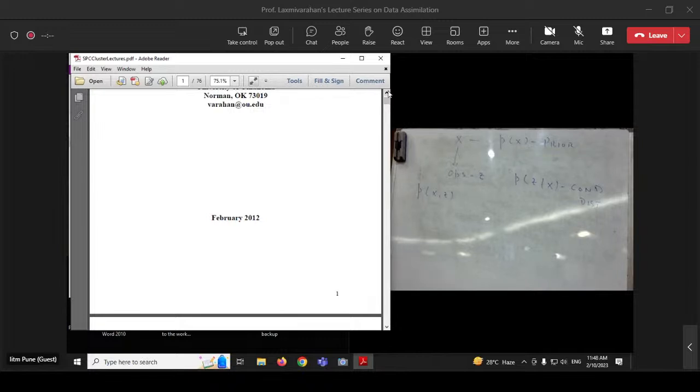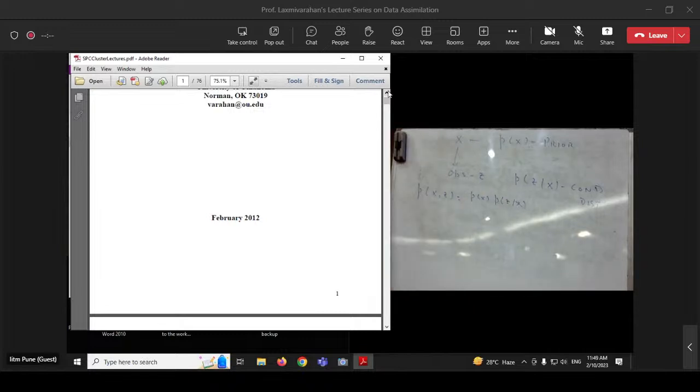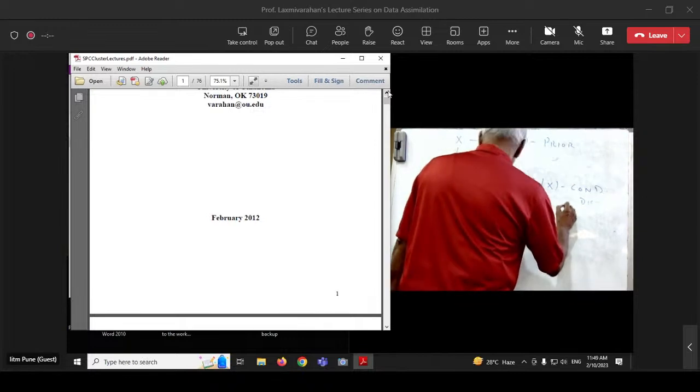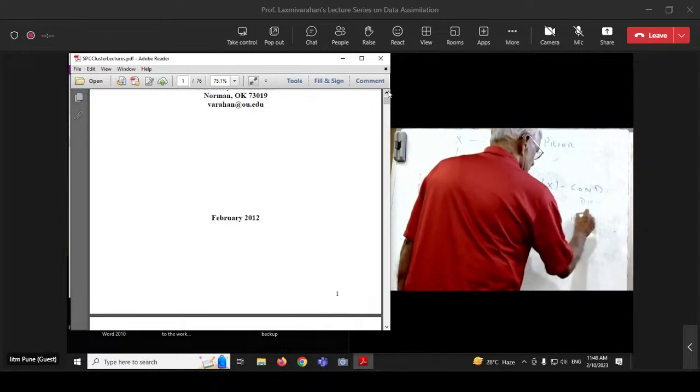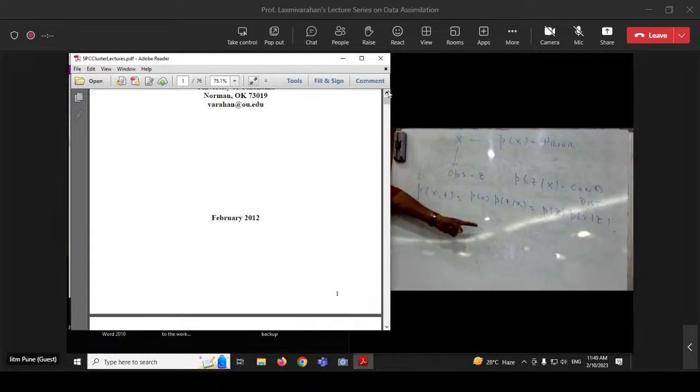What does probability theory tell you? This can be written as P(X) times P(Z given X). That can also be written as P(Z) times P(X given Z). There are two ways of factoring that. How many of you have me? Yes. This is a fact that comes from probability theory.